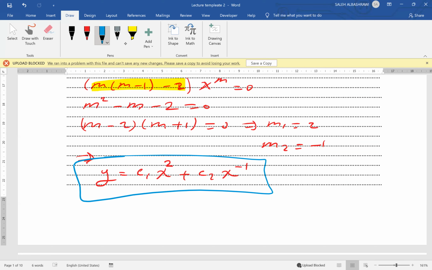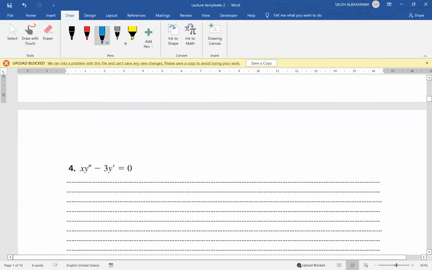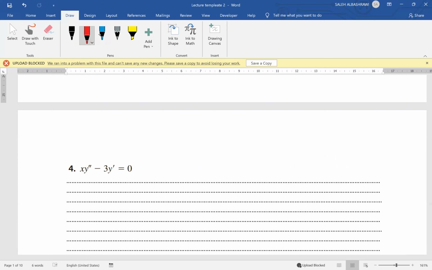Solve another example. For that we have x y double prime minus 3y prime. As we did, y is replaced by x to power m. This will give me y prime equal to m x to power m minus 1, and this also will give me y double prime, which is equal to m times (m minus 1) x to power m minus 2.